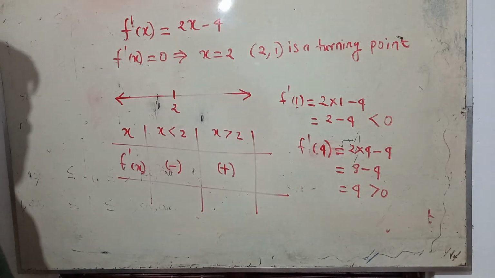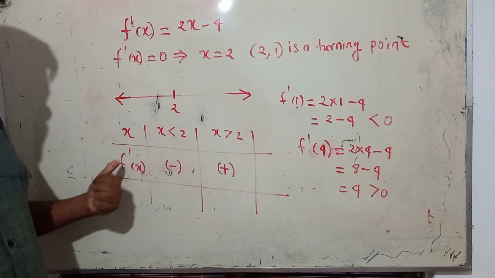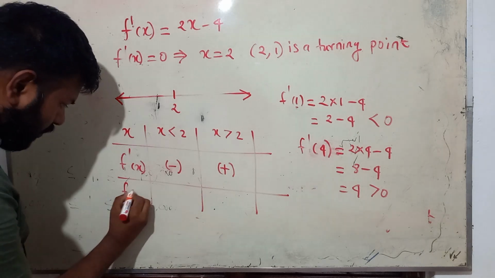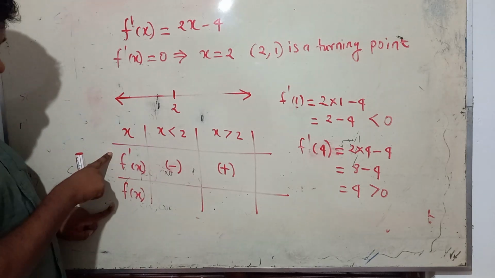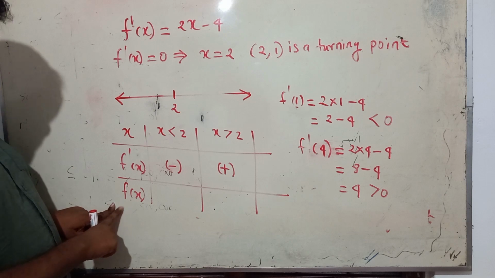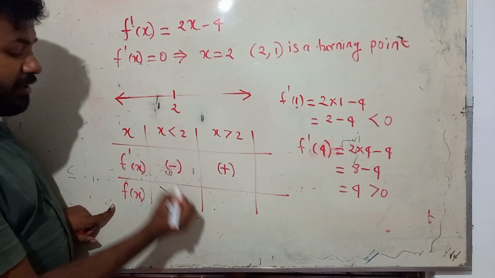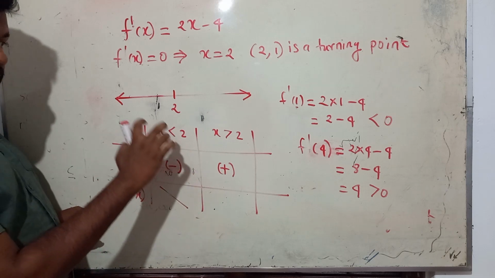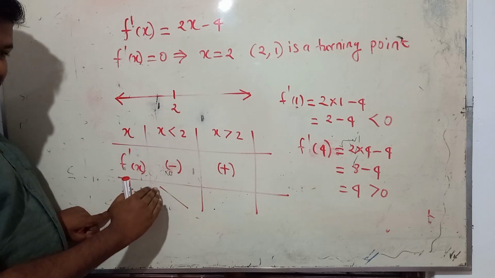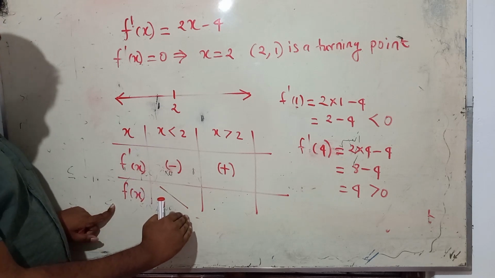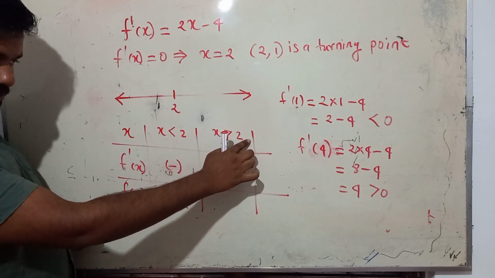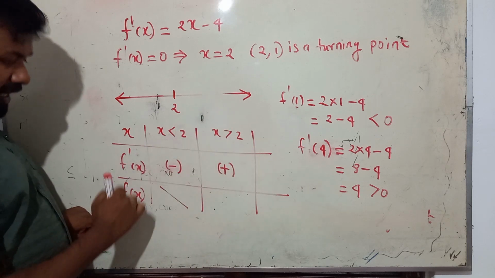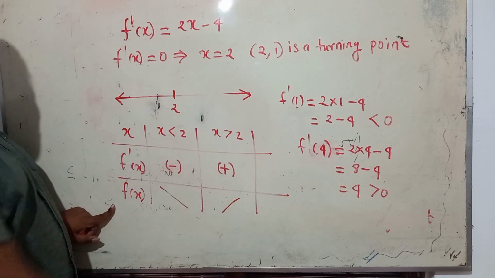So the meaning is, when x is smaller than 2, the first derivative of f(x) is negative. This is f dash x, and the third row you have to add is f(x). f(x) will decrease with x. That's the meaning. When f dash x is negative, in that particular range f(x), or the y value, actually decreases with x. When x is greater than 2, the sign of f dash x is positive, which means f(x) actually increases with x.